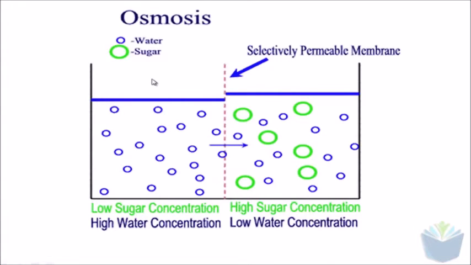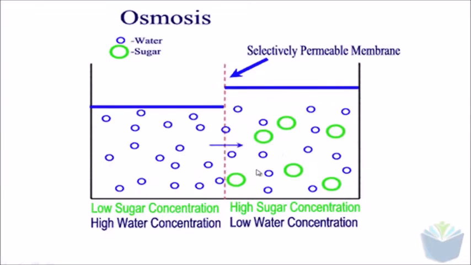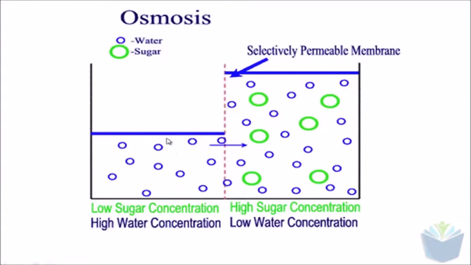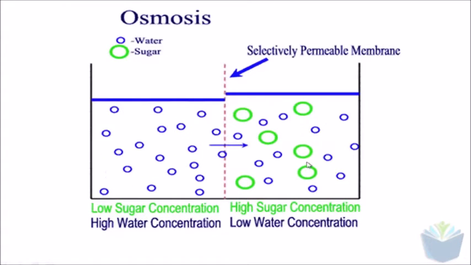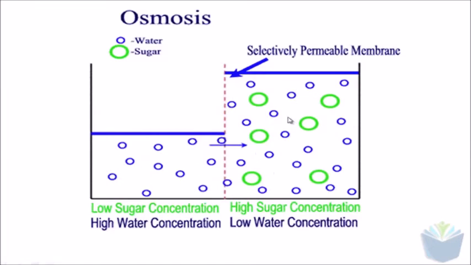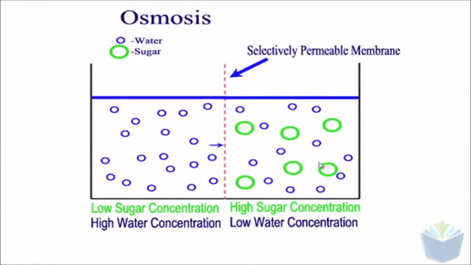Okay, so here you've got a diagram showing you the net flow of water moving from left to right. The reason being is that here you've got an area of high water concentration to an area of low water concentration, and the reason this area is lower is because there's a higher sugar concentration here.